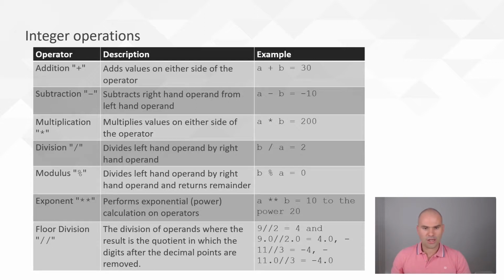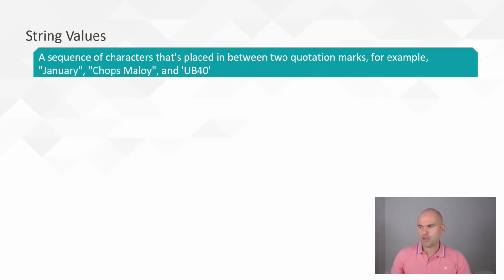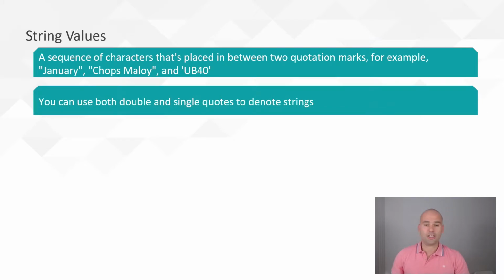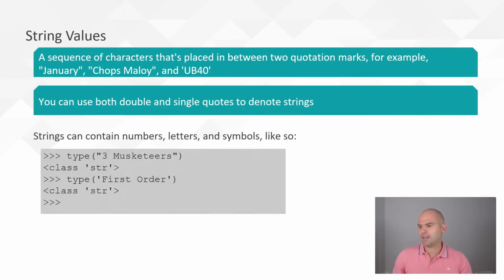So next we have string values. So string values are essentially text that we place in quotes. You can have a string that's basically made out of all alphabetic characters, but you can also have a string made out of numbers entirely. That would be a numeric string. So strings can contain letters and symbols, like I said. Three Musketeers is a string. First Order is a string, even though they have different characteristics. For instance, this one here has a numeric sort of character in it, and this one doesn't.